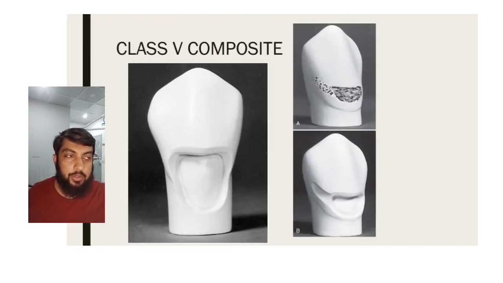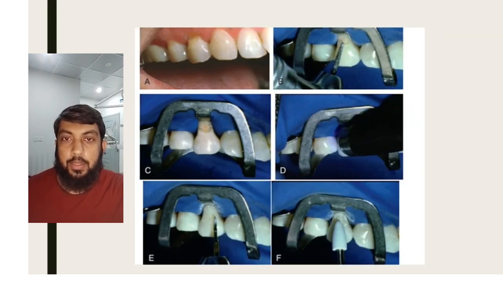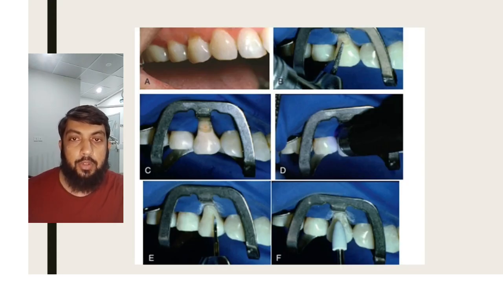In class 5s, you can see there are big class 5 restorations and small class 5 restorations, as in this diagram. We are going to use the number 212 clamp, the favorite clamp for class 5. We are going to isolate and repair it. If needed, we are going to place occlusal and gingival grooves. Then we are going to do etching. If needed, we are going to do an indirect pulp cap or direct pulp cap. After etching, we are going to place composite, light cure it, as you can see, and then it will be polished.